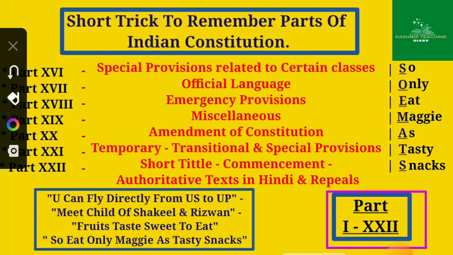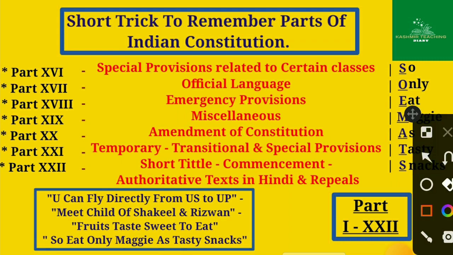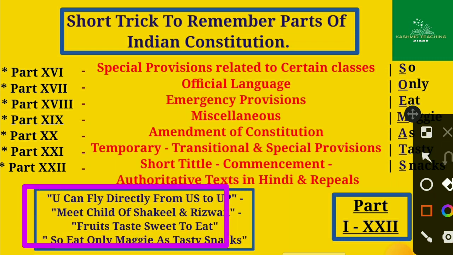So to remember all the parts of the Indian Constitution, we need to remember this very short sentence. You can fly directly from US to UP, meet the child of Shaquille and Rizwan, fruits taste sweet to eat, so eat only Maggie as tasty snacks. This very trick will definitely help you to solve a question related to any of the parts of the Indian Constitution. Hope you all have enjoyed this video lecture.